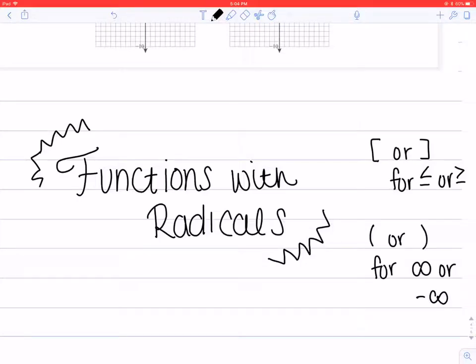So for functions with radicals, you're going to take everything we've done up to now, and essentially we are doing function notation with square roots and cube roots. So the same function notation that you did in Math 101 or in high school, where you have f of some number, you take that number and input it in place of x, and then evaluate or simplify that expression. One thing to keep in mind is make sure you pay close attention to the directions.